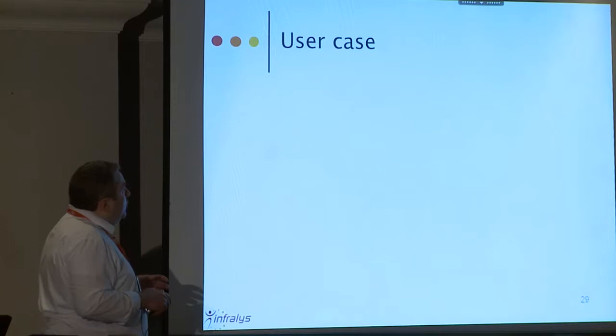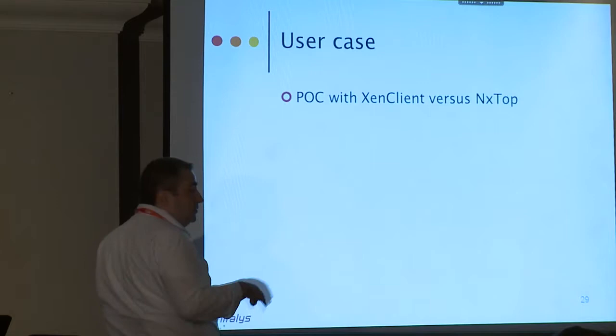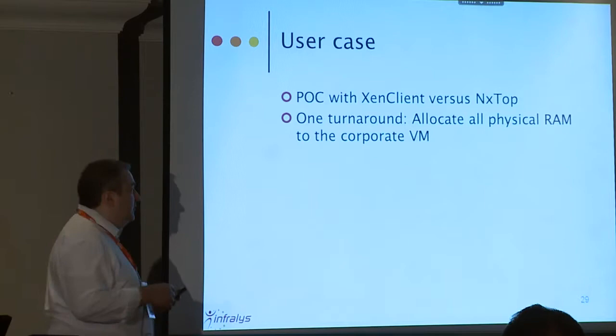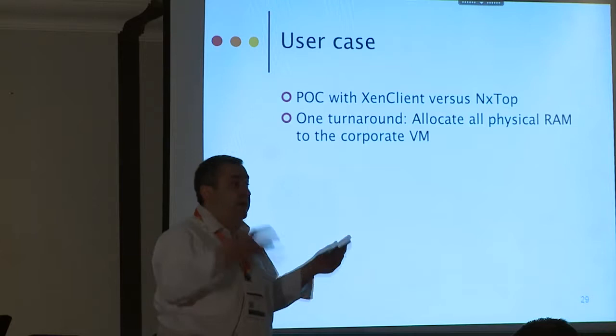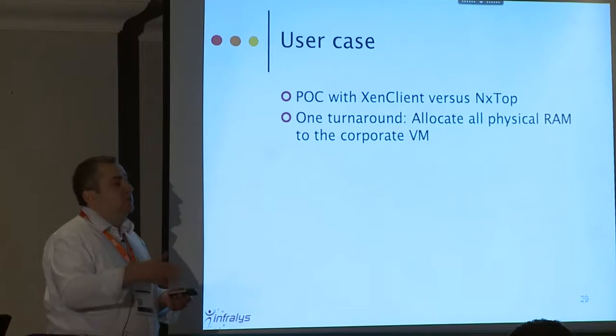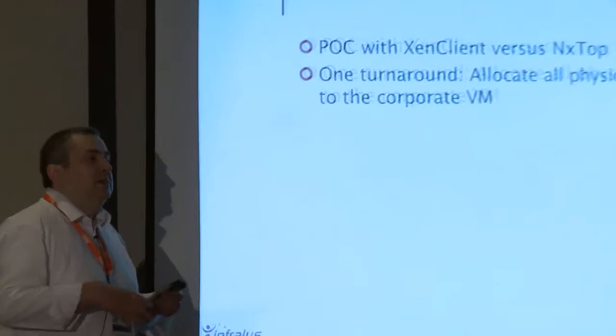When we made the POC, we made it with XenClient 2.1 and NxTop. The first workaround we used, a very simple one, was to allocate all the available physical RAM to the corporate VM, so that the other VM cannot run when the corporate one is running. To be honest, it's just a trick because it's not very secure. I can add physical memory if it is possible, for example. It's just a simple trick to avoid some issues. But if the laptop is stolen and there is a hacker who really wants to hack, it's really possible.